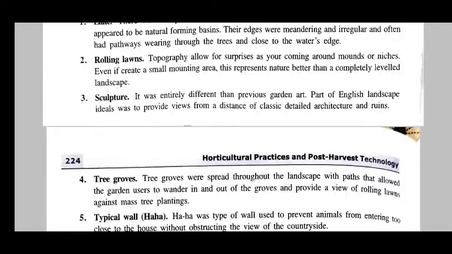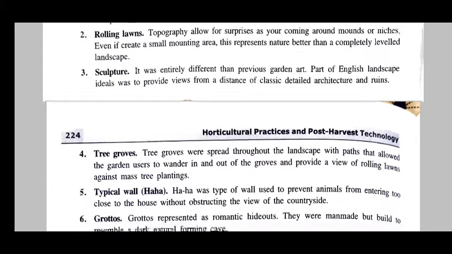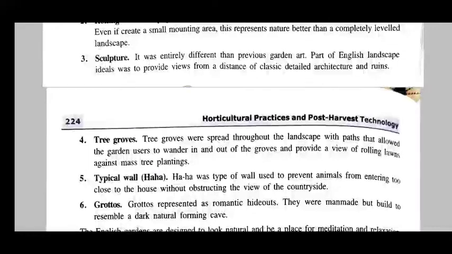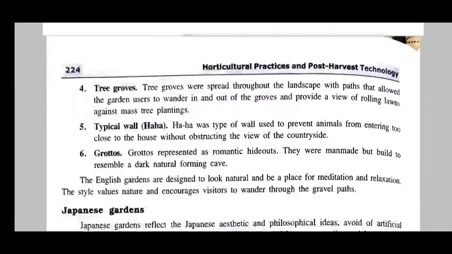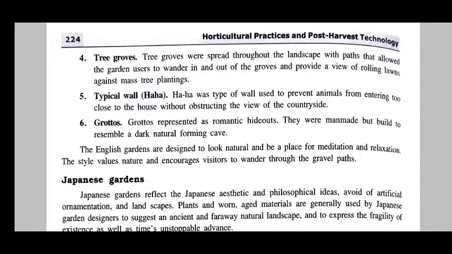Rolling lawns are seen, topographically surprising, coming out from the mountain niches, and even creating a small mountainous area, better completing the level of landscape. Different sculptures are seen, and tree groups are made to spread throughout the landscape and the pathway. A typical wall, known as a ha-ha, prevents animals from coming inside that area and destroying things.